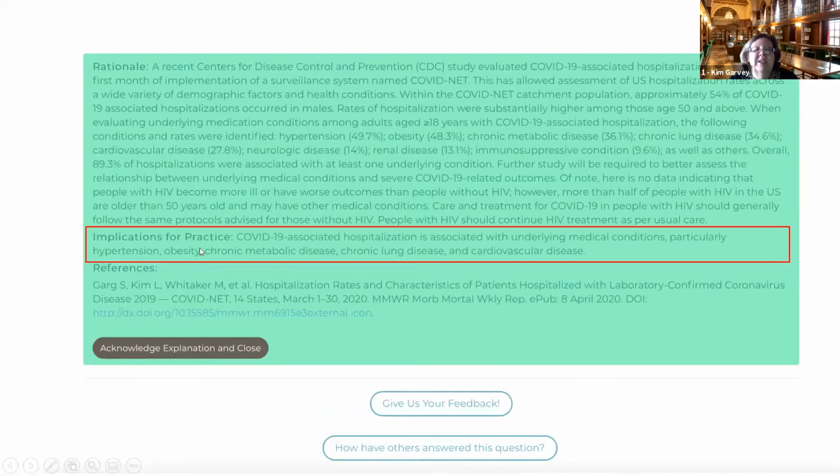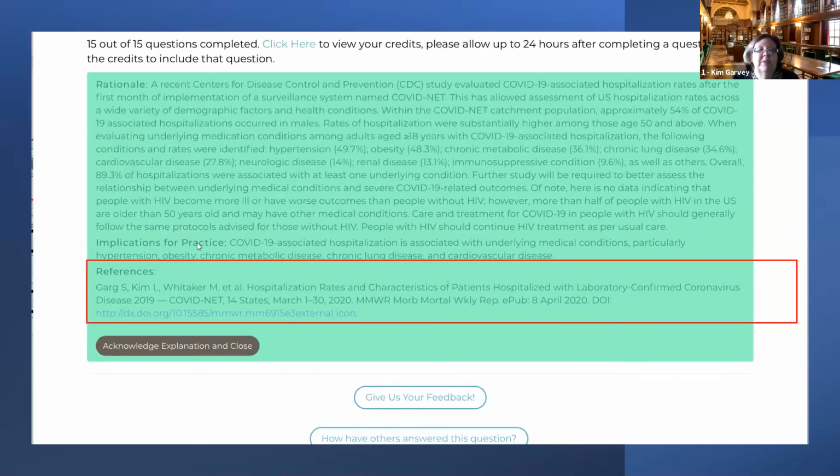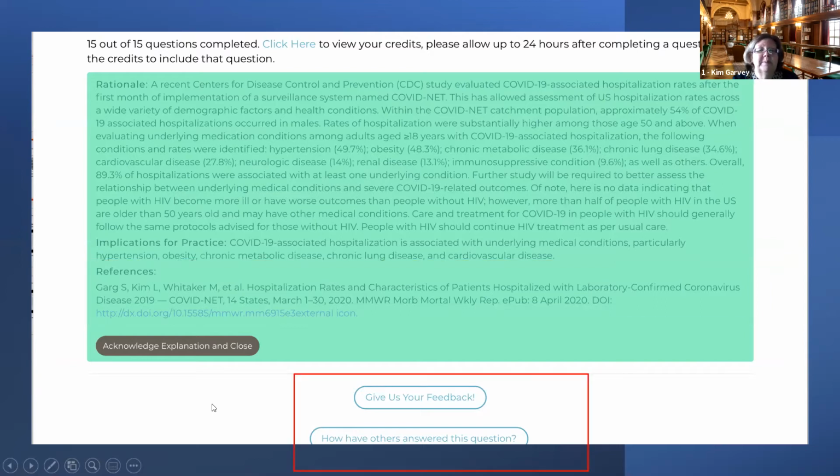In addition to the rationale, we provide you an implication for practice. It's very concise as to what this should be helping you understand in terms of any practice behaviors you might need to change or tweak. And of course, we provide references. Some have links because they're web-based or they have a document object identifier, and some are just references that you would need to look up.